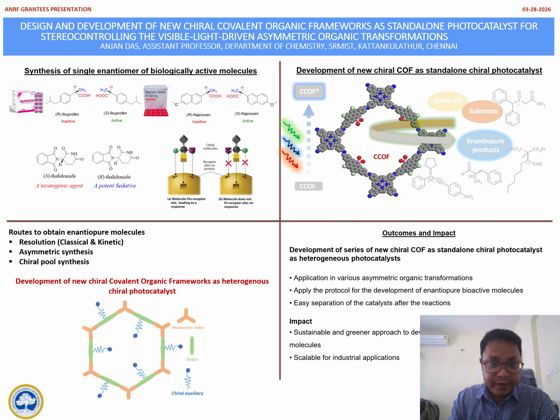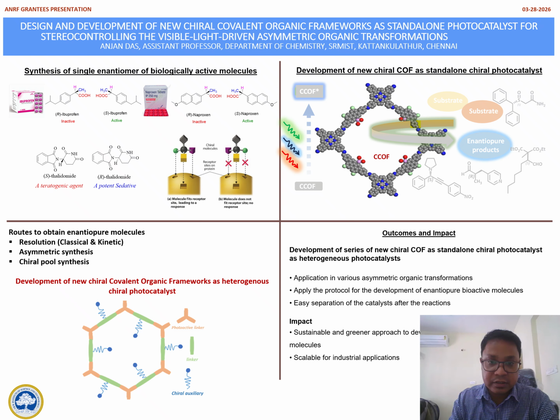And then the confinement effect. Reactants are oriented in a specific way inside the pores, which improves the stereocontrol or selectivity of the reactions. And it can efficiently harvest light. Since it is a very conjugated system, it can absorb visible region light, which is good for sustainable chemistry. And sometimes the chiral COF acts as a synergistic dual functionality also.